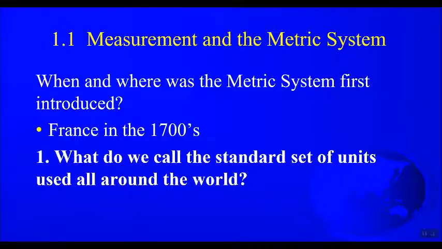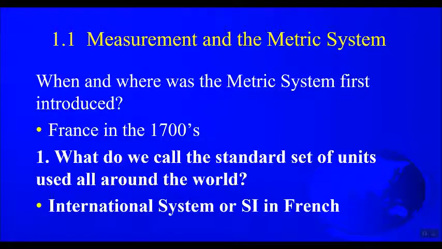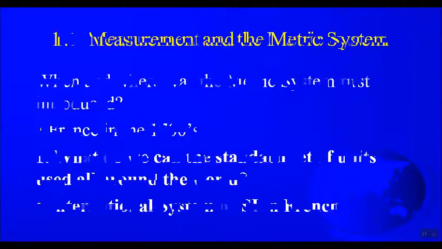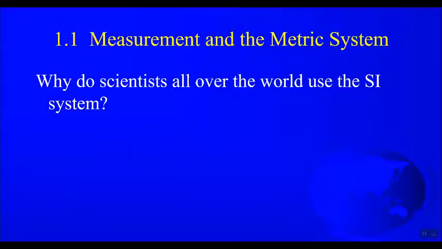So what do we call the standard set of units used around the world? We call it the Système International, or the International System. We get the abbreviation SI from the French, Système International. Why do scientists all over the world use the SI system? Well, first of all, it's based on 10.